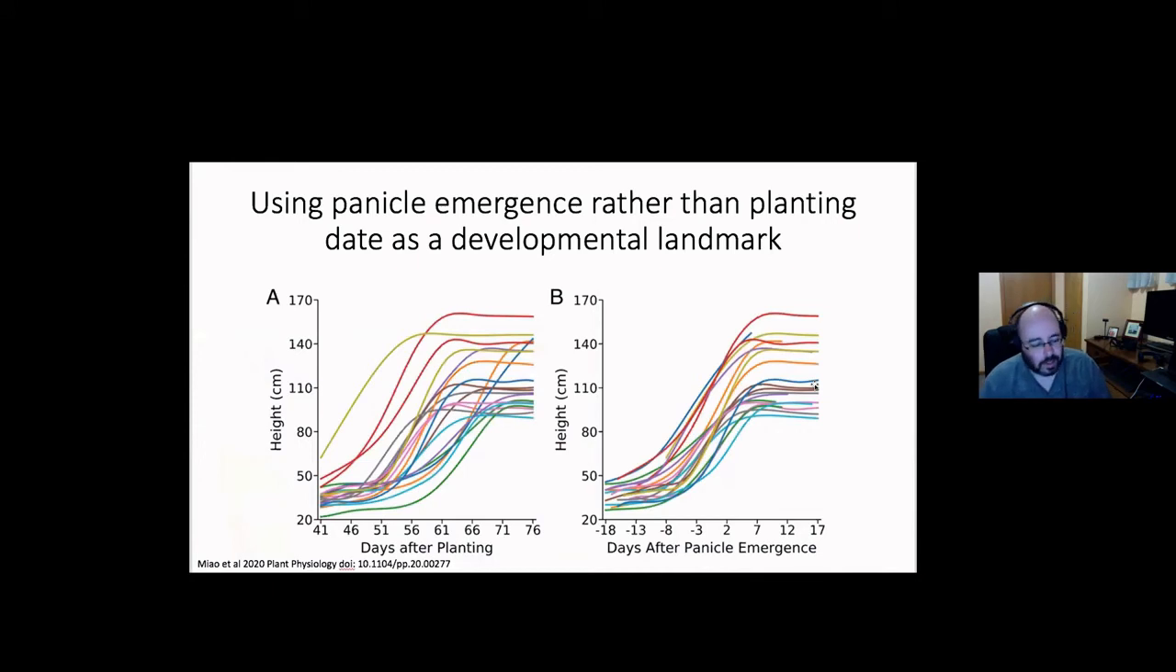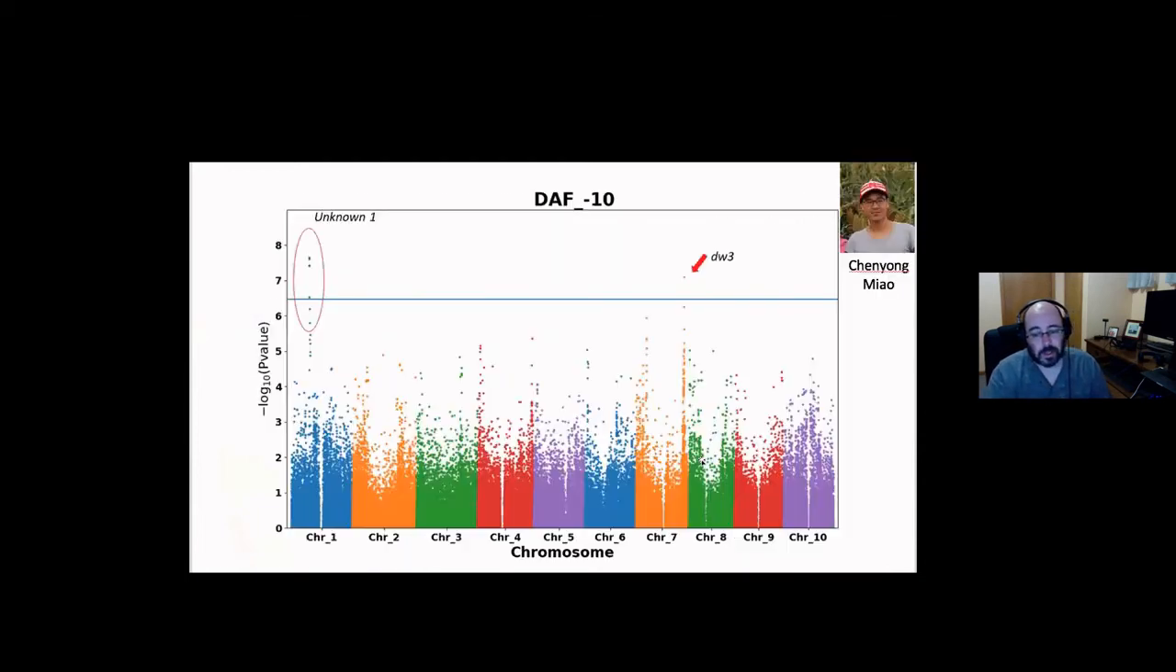But when we instead align by looking at a different developmental landmark, instead of looking at days after planting, we'll look at when the panicle emerges. We're able to get much more comparable curves.